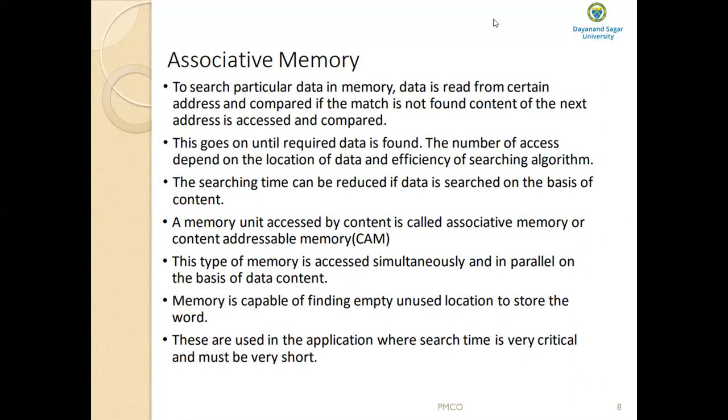The searching time can be reduced if data is searched on the basis of content instead of the address. So a memory unit accessed by the content is called the associative memory. Remember, a memory unit accessed by the content is called the associative memory or the content addressable memory, CAM. This type of memory is accessed simultaneously and in parallel on the basis of the data content.